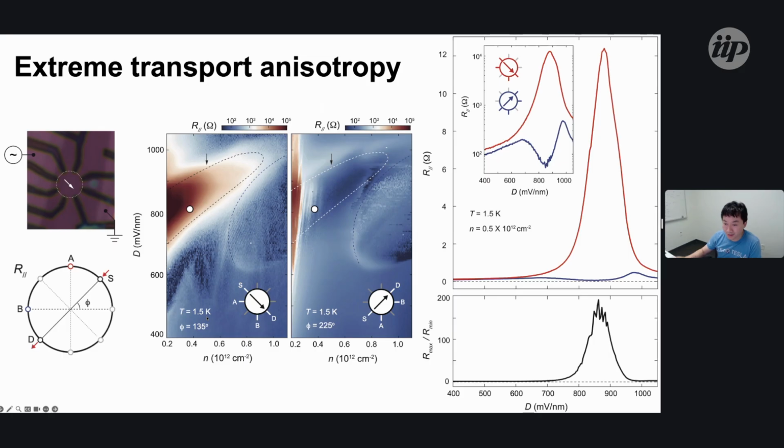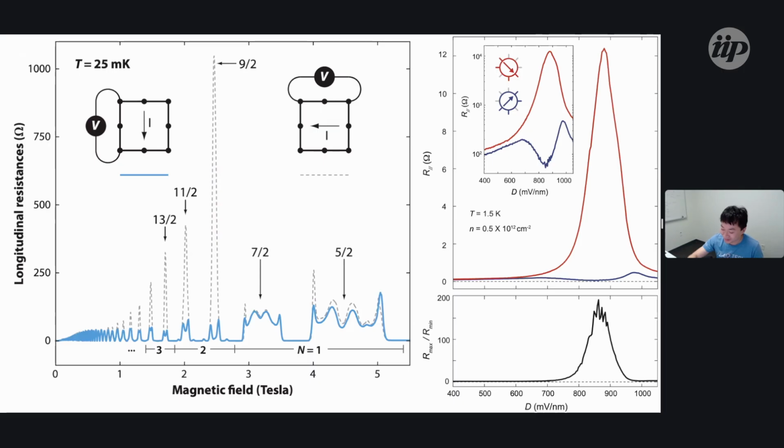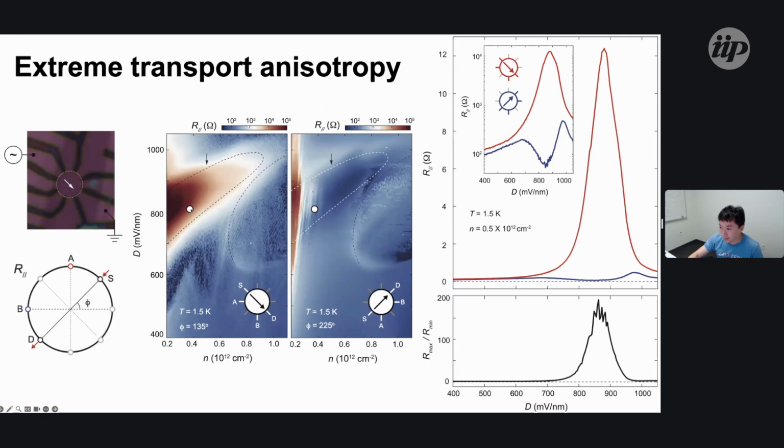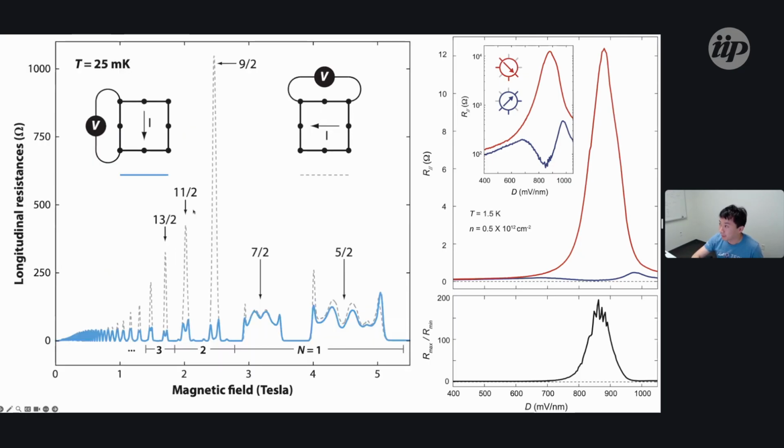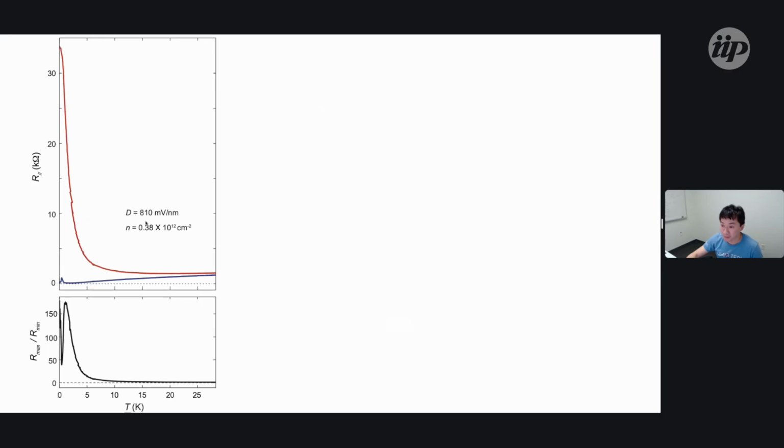We're starting at a higher temperature so that the phase space is simple. And if you were to park at a constant density and displacement field, this is very similar to the quantum Hall stripe dimension. And if you were to park at a constant density and look at the temperature dependence, this is what it looked like. You can see that the onset of anisotropy roughly starts at about 5 Kelvin.